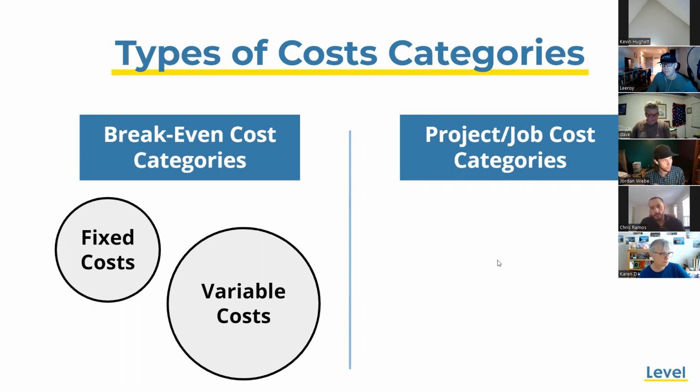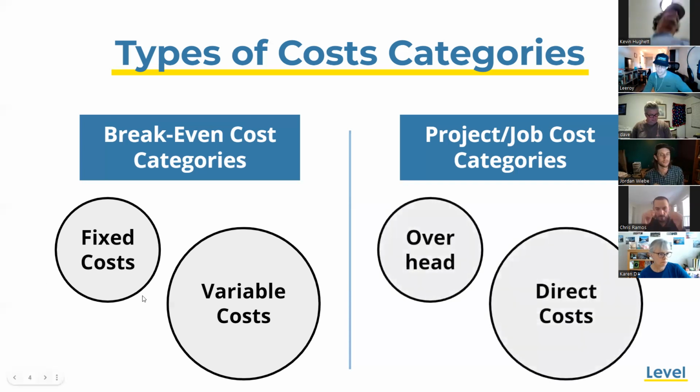All right, so moving away from your break-even costs, we're going to talk about your project or job cost categories. Oh, there's a typo in there. No, that's not a typo, sorry, I'm just reading it incorrectly. They look identical. So you get two project or job cost categories, right? Those are your overhead and your direct costs.